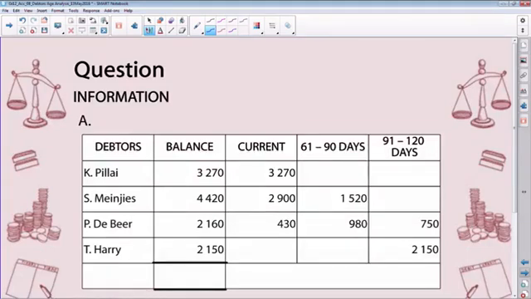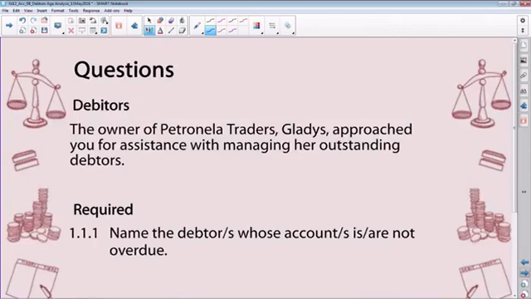So clearly you can see the name of your debtor, the balance on the debtor's account, what is current, what is between 61 and 90 days, and what is between 91 and 120 days. What are the questions? Let's look at the questions based on the information. Here goes. Name the debtor or debtors whose account is or are, obviously there may be more than one, not overdue. Not overdue. Let's check it out.